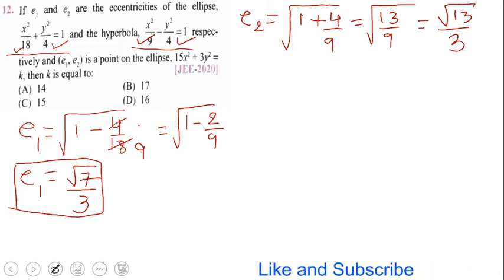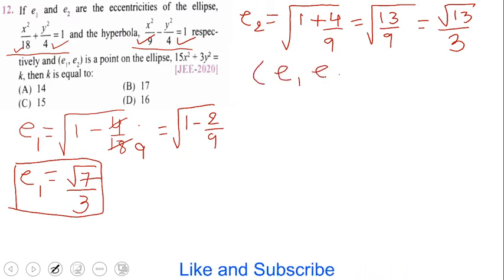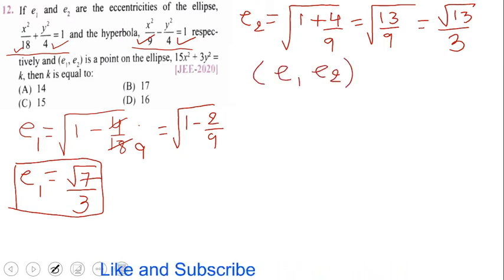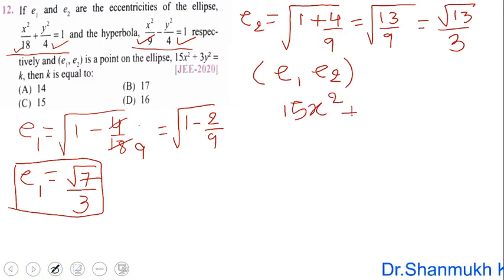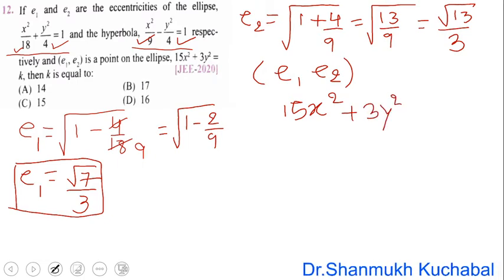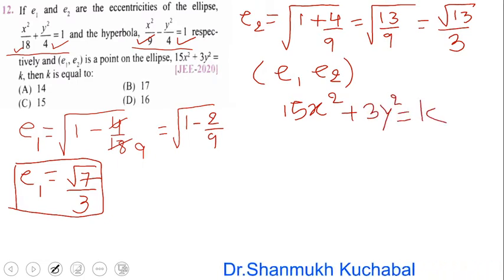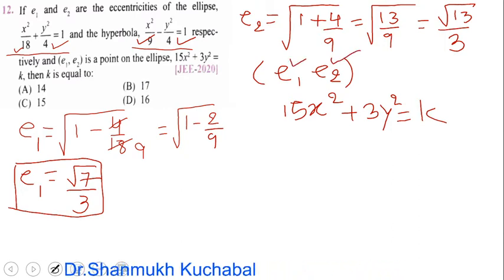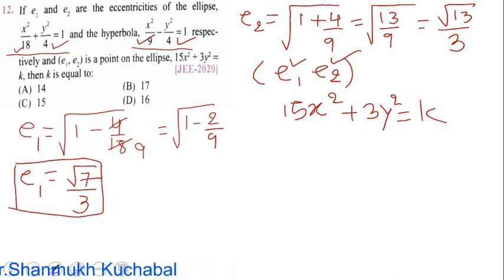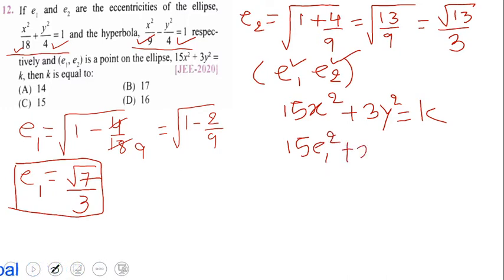Then further it is given that the point E1 comma E2 lies on an equation. That is, a point of the ellipse. It is 15 x square plus 3 y square equal to k, as given in the question. Now x we have to take as E1, y we have to take as E2. So the equation becomes 15 E1 square plus 3 E2 square equal to k.